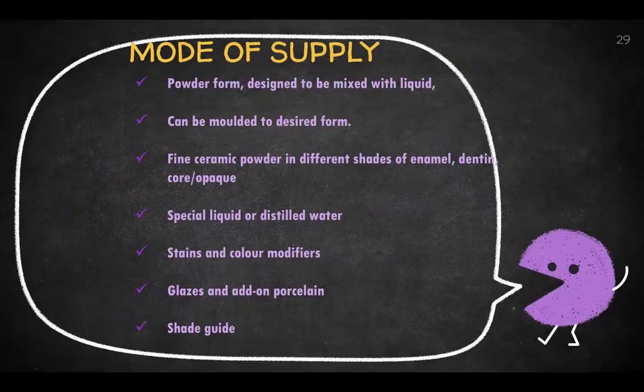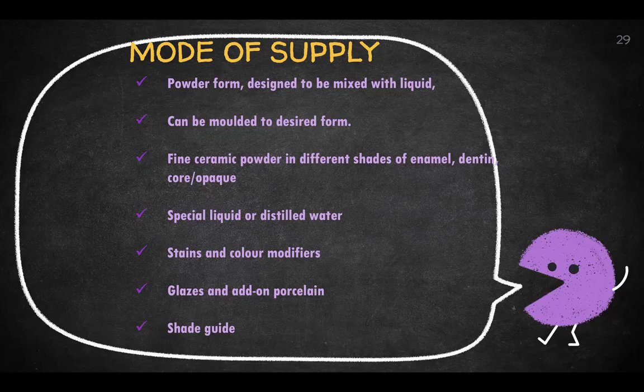So this is the way these are all supplied in powder form, and it is supposed to be mixed with a liquid or distilled water. Then it can be molded into any desired form you want, and it comes in enamel, dentine, and opaque powders. So this liquid is either a special liquid or distilled water, and stains and color modifiers can be mixed to it. And once it is fired, you can take the glaze and add on to the porcelain.